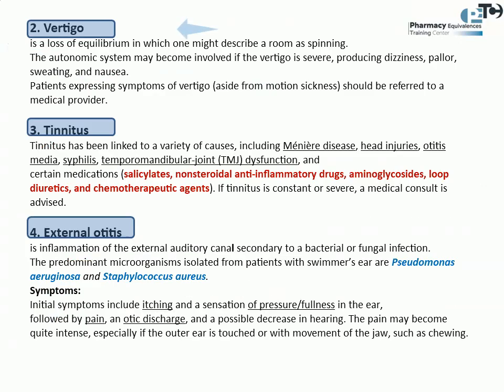The second condition that we'll talk about is vertigo. The meaning of vertigo is the loss of equilibrium, which one might describe as the room spinning. The patient here feels the room is spinning. There may be an involvement of the autonomic system, especially if the vertigo is severe, producing dizziness, pallor, sweating, and nausea. In this condition, we must refer the patient to the medical provider. We don't have an OTC product for this condition.